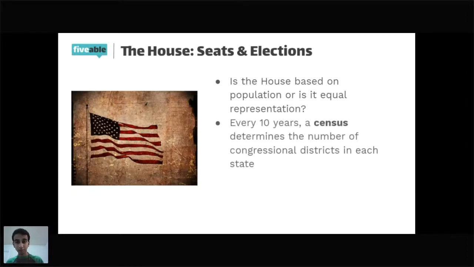All right, so every 10 years, a census is taken, like I said earlier. Does anyone know what a census is? All right, so if you're in stats, you know that a census tries to get a sample of every member of the population. A census happens every 10 years in the United States. The last one was in 2010. The next one will actually be next year.